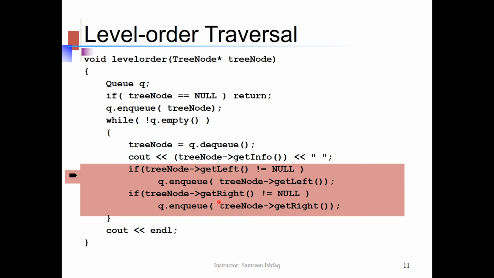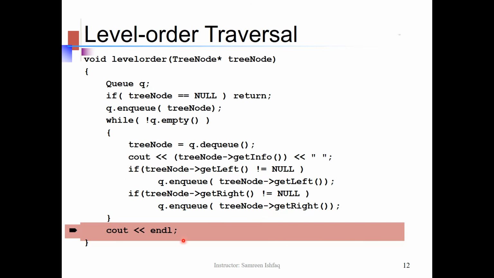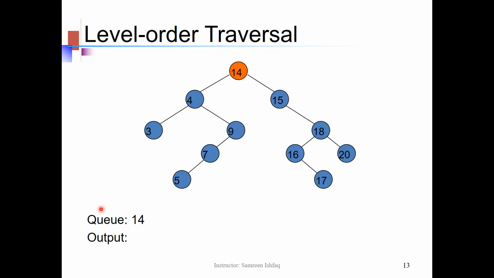Similarly, we see if the right subtree of the node is there. If yes, then it is inserted into the queue. And this process will continue until the queue becomes empty. Now we will execute level order traversal by hand on the tree shown in this figure to get a better understanding of how level order works.